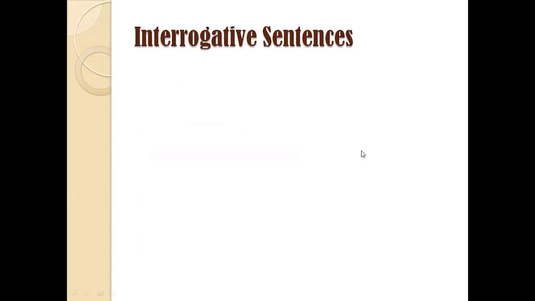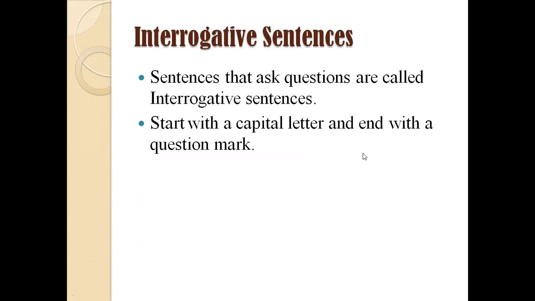Okay. The next kind is interrogative sentences. What does this mean? Sentences which ask questions are called interrogative sentences. We say, he was interrogated by the cops. What does that mean? We commonly use that word, right? So it means the cops questioned him. So interrogative sentences are sentences which ask questions. They begin with a capital letter and end with a question mark.